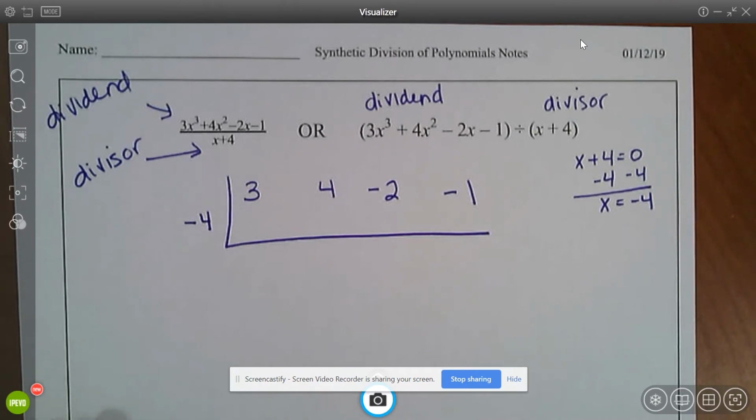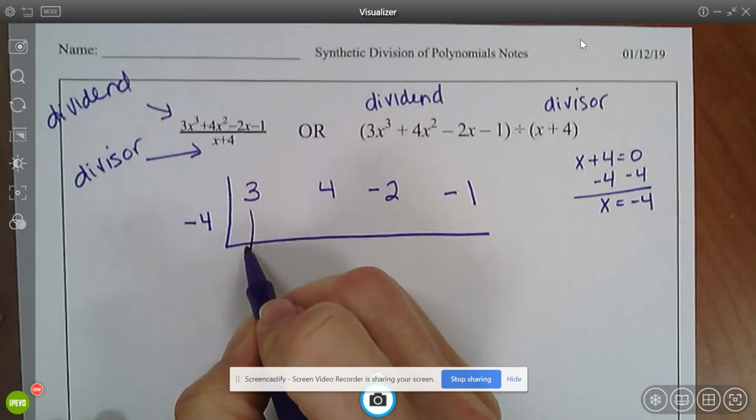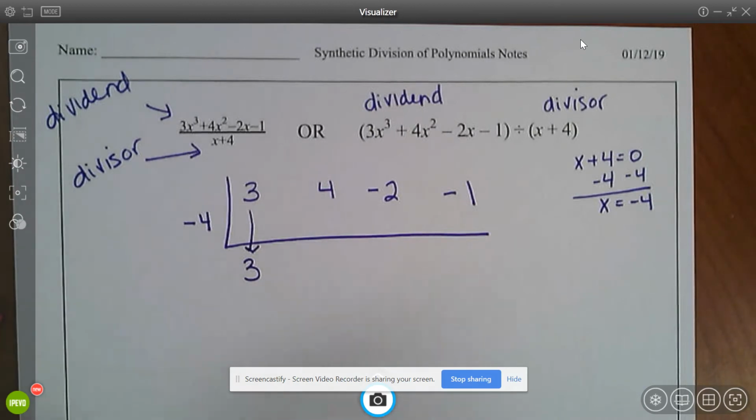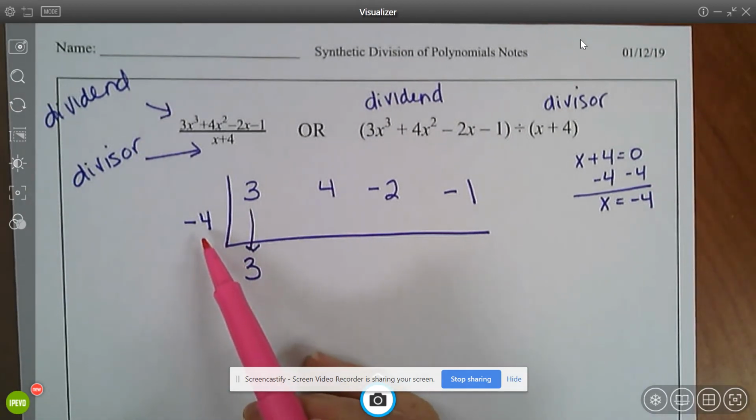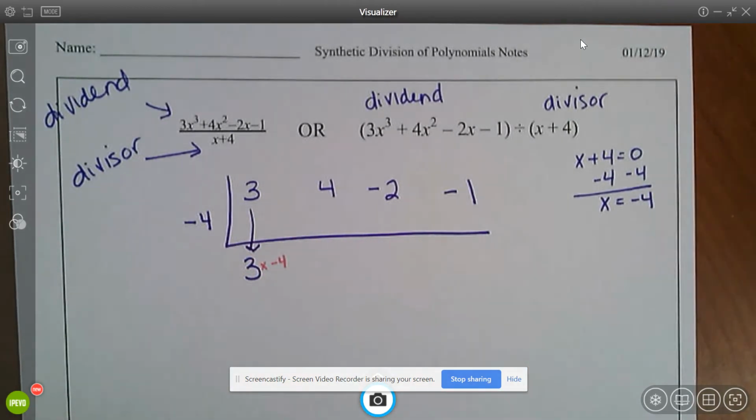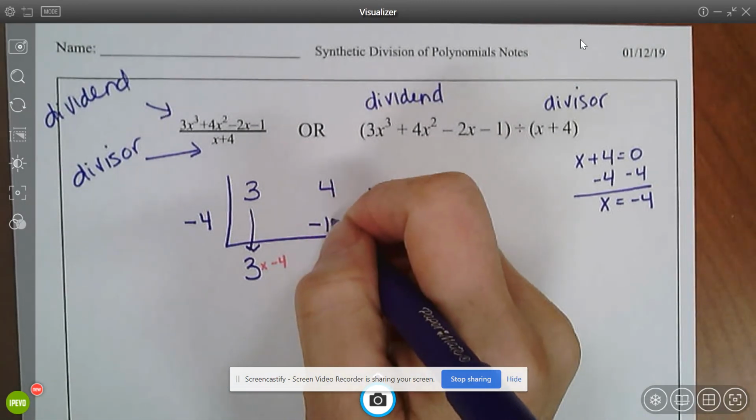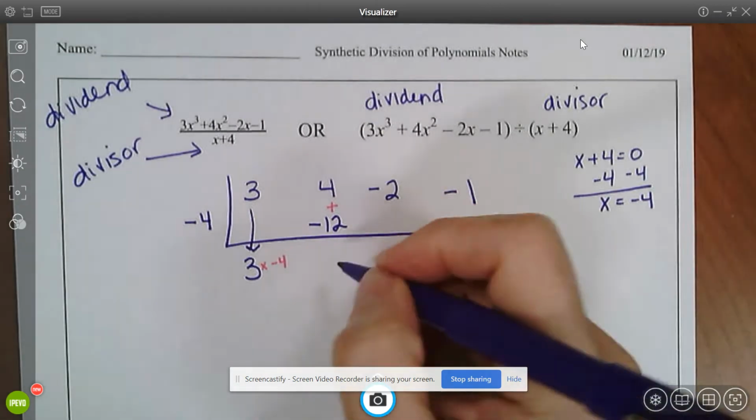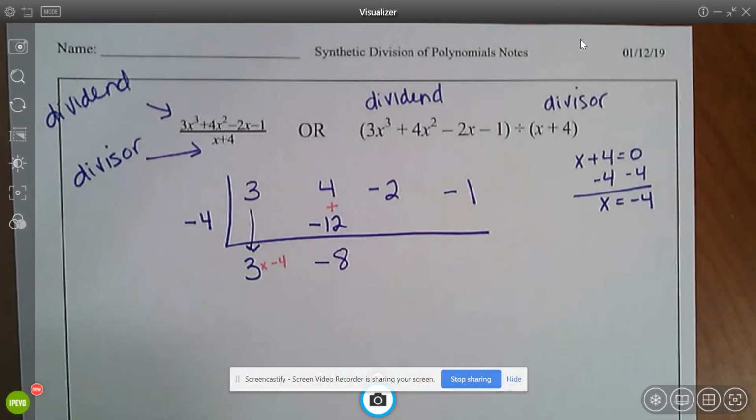So here is how synthetic division works. We're going to bring this number down, the 3 down, so we have a 3. And we are going to multiply our 0, so this -4, times this number. So I'm just going to write this here, -4. So we're going to do 3 times -4, and that's -12. I'm going to put it right there. Then I'm going to add these two numbers. So 4 plus -12 is -8.